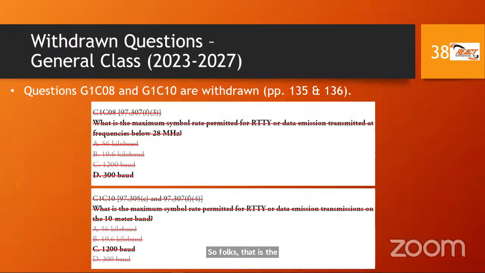Before I go to the question pool, just a reminder, we will be repeating this. We haven't yet come to the section of the course where this is important, but we need for everyone to know that there are two questions that have been withdrawn from the question pool. That's G1C08 and G1C10. They're both related to the symbol rates that are allowed in digital modes. So these two questions are no longer in the exam, right? So we'll continue to repeat that as we go along.